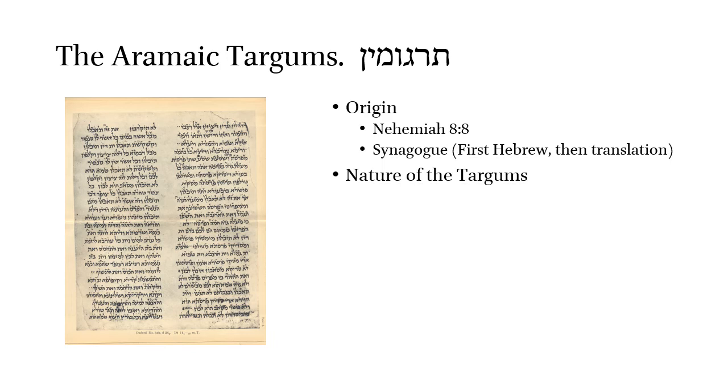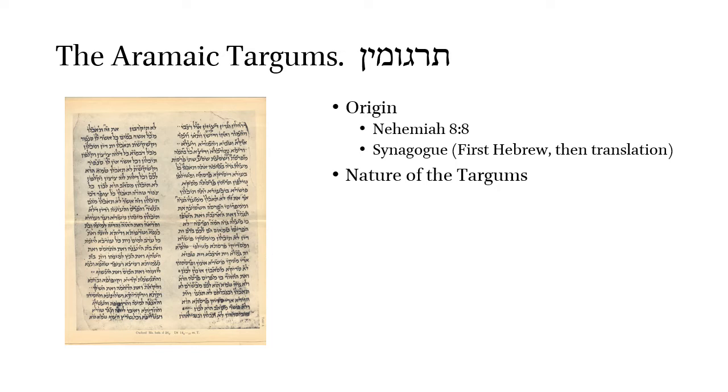The nature of the Targums. The Targums very much follow the Masoretic text closely. So they're sort of a descendant of the Masoretic text. They tend to be literal, especially Targums Onkelos and Jonathan. We'll get to those in just a second. Later on, some of the Targums become much more interpretive. For example, the Targum to the Song of Songs, it's difficult to call a Targum. It's difficult to call it a translation.